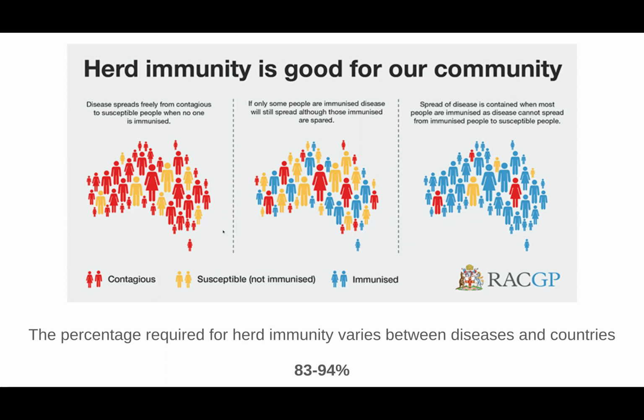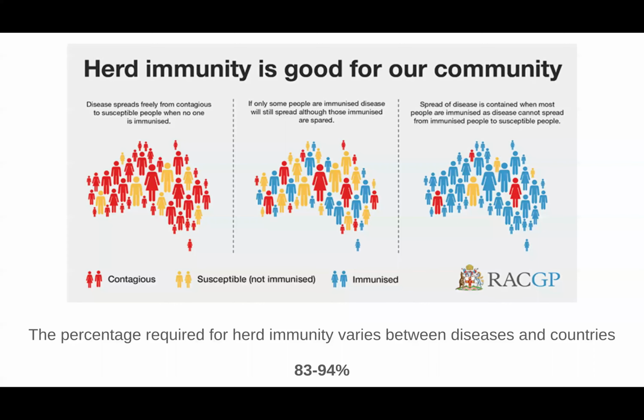If you think about this really awesome infographic from Australia, you have any given disease, you have people in red here who are contagious, and those in yellow who are susceptible and not immunized. Now, the idea is that the outbreak will be less. And so this is what herd immunity is. It's good for you, it's good for your community, it's good for those who can't get vaccinated.